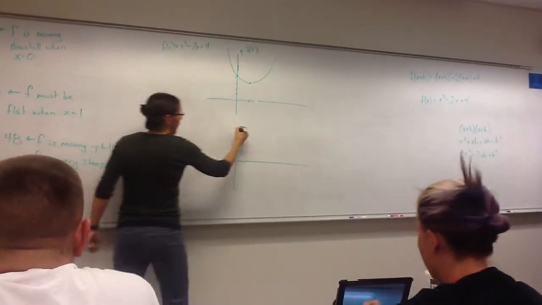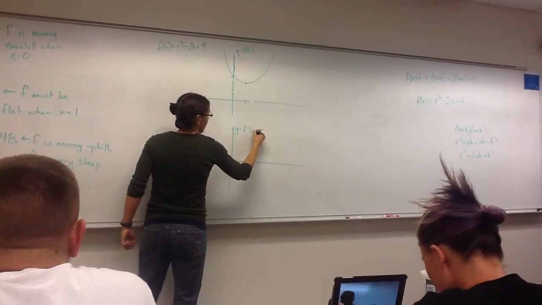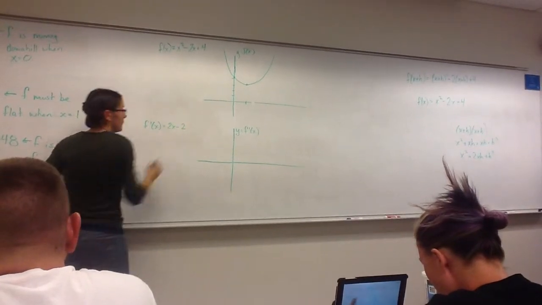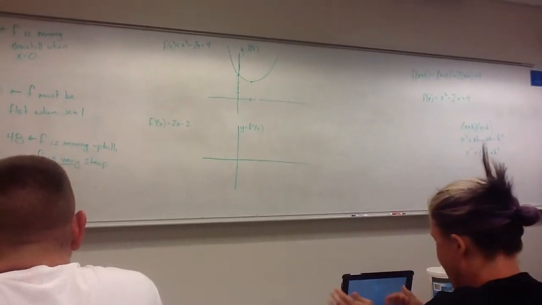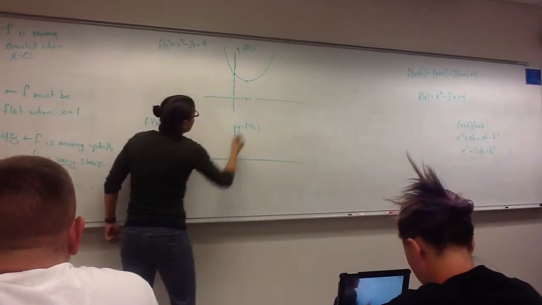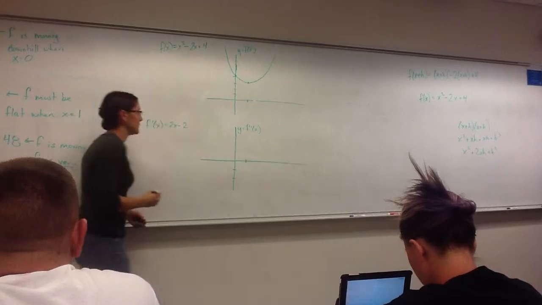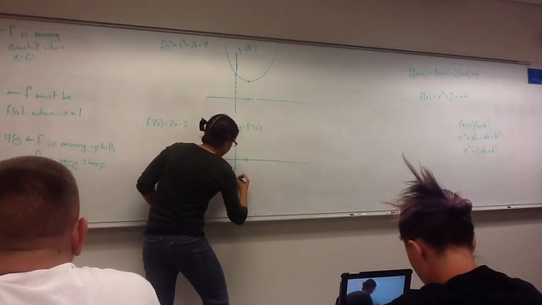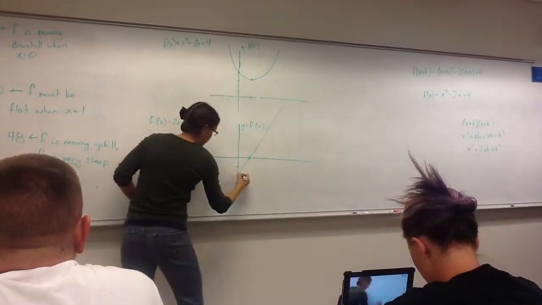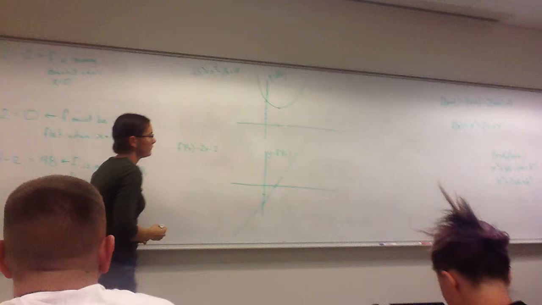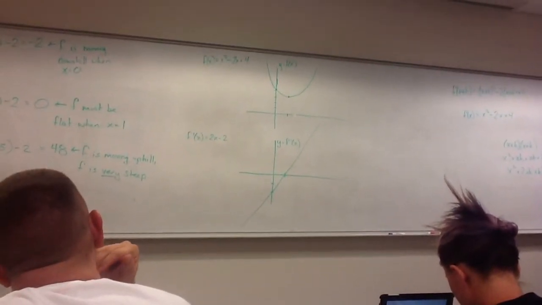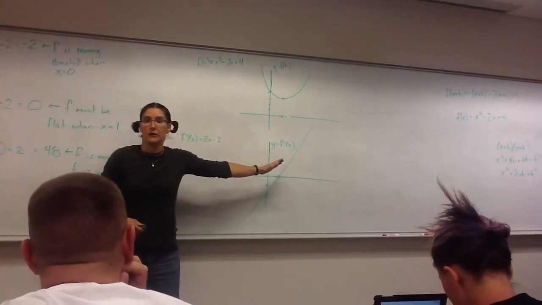We're going to graph y is equal to f prime of x. Now, f prime of x is 2x minus 2. And so we have a y-intercept of negative 2, and we have an x-intercept of 1. And so hopefully the picture that you get when you graph 2x minus 2 looks something like this.